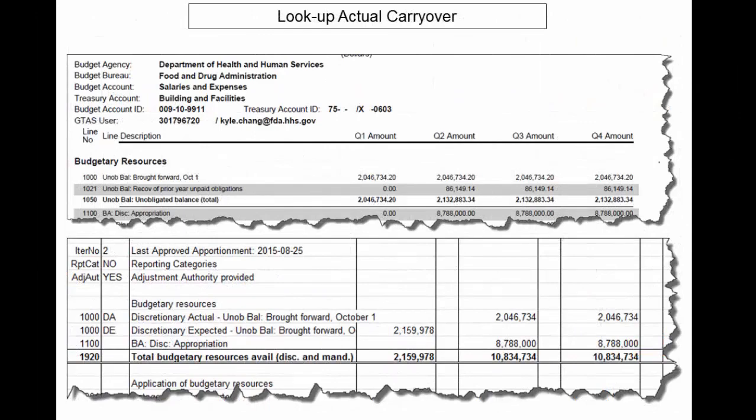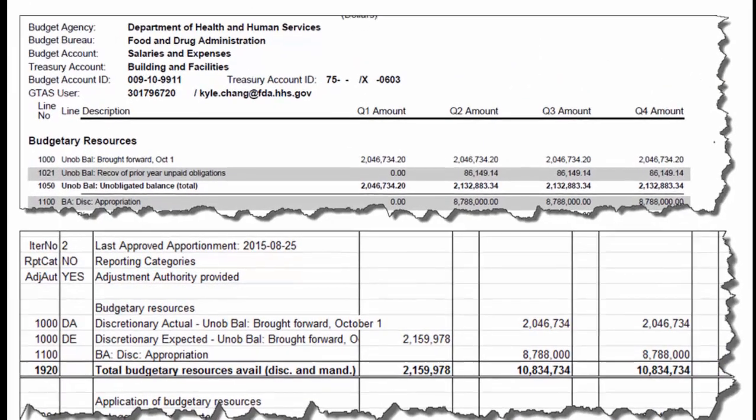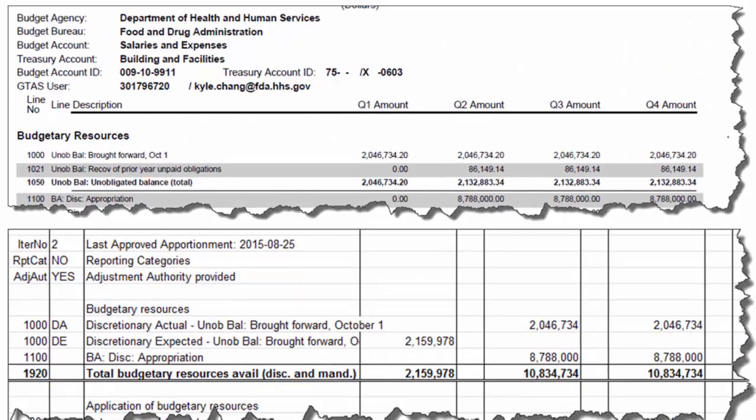Here we use the SF133 to look up actual carryover. Note the amount on the SF132 matches the actual carryover from the SF133. I should point out that you should drop the pennies, even if they might round up to the next dollar. The apportionment does not accept amounts in cents. If you entered a rounded up amount in the apportionment, you might violate the Anti-Deficiency Act. So the safest thing to do is drop the cents when entering the budgetary resource into the accounting system.